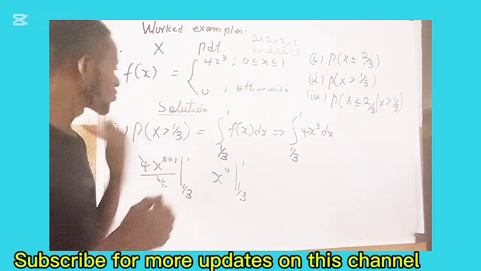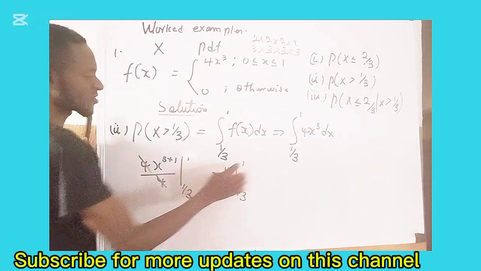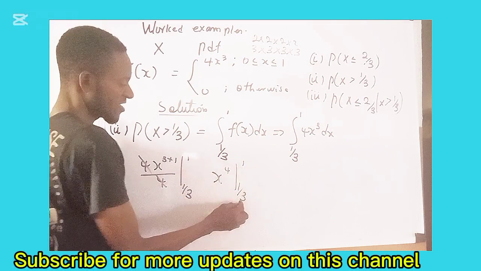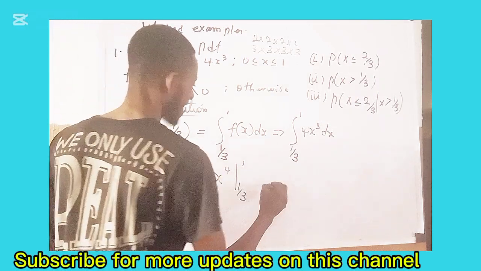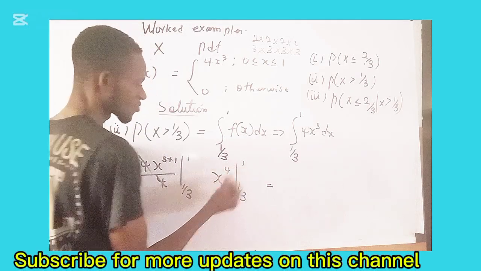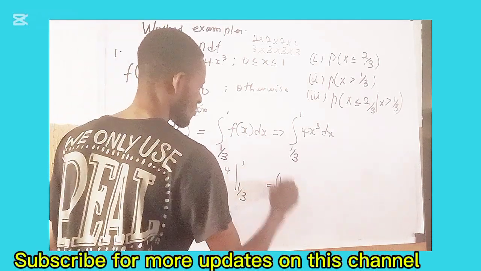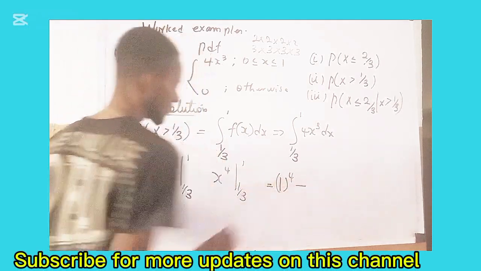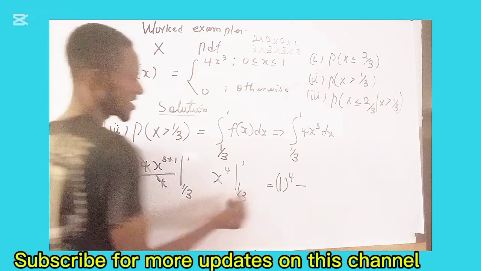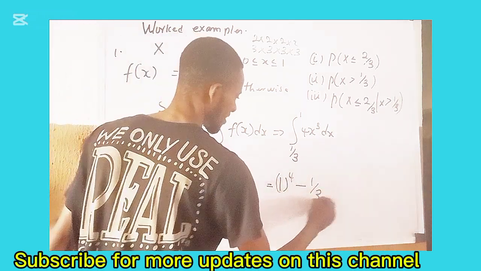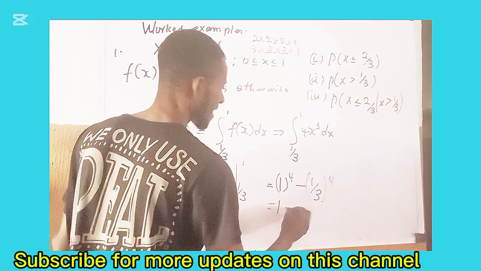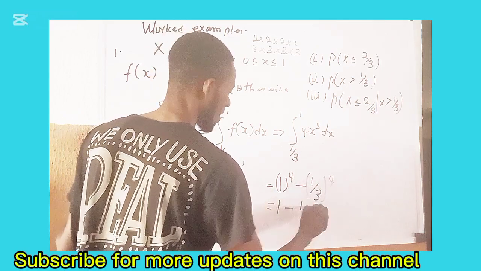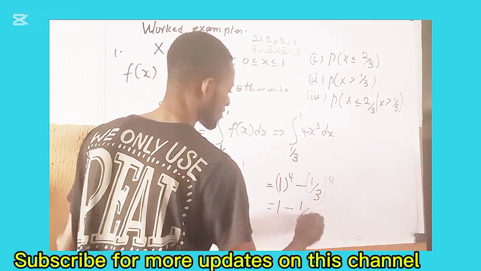So what am I going to do here? I will evaluate this function when x is 1, and evaluate this function when x is 1 over 3. So what I now have becomes: when it is 1, I have 1 all raised to power 4, minus 1 over 3 all raised to power 4. Which now becomes 1 minus 1 raised to power 4, which is 1, all over 3 raised to power 4, which is 81.